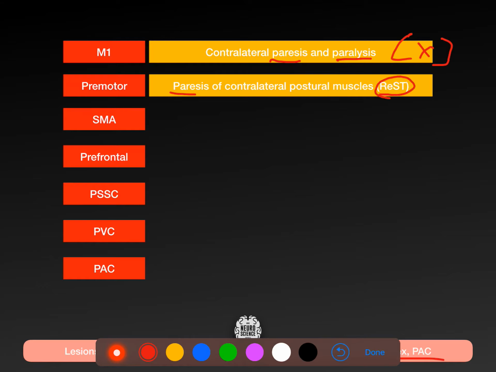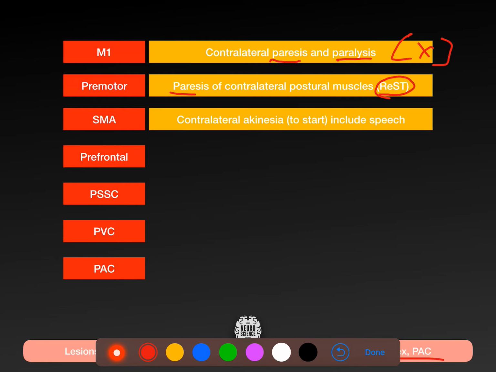So they form the basis of the reticulospinal tract. Postural muscles are also called anti-gravity muscles. They are the things that you will do to resist gravity and hold your posture up in place. If you think about when you stand up, you extend your body up, and it's that anti-gravity movement of posture that holds you nice and straight, that the premotor cortex will not be able to plan for. The supplementary motor area, contralateral akinesia, you are unable to start, so supplementary S to start.